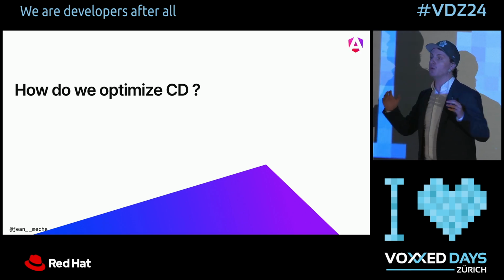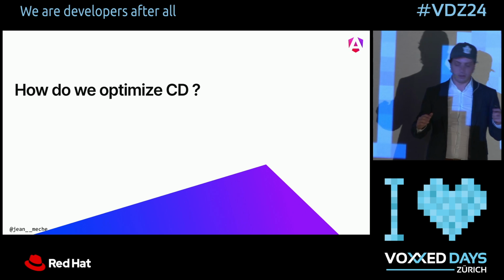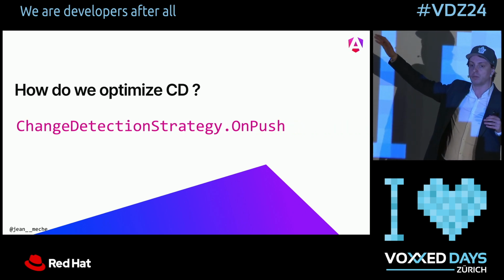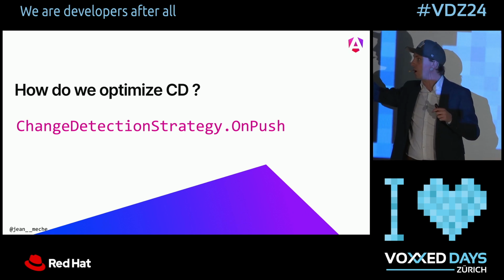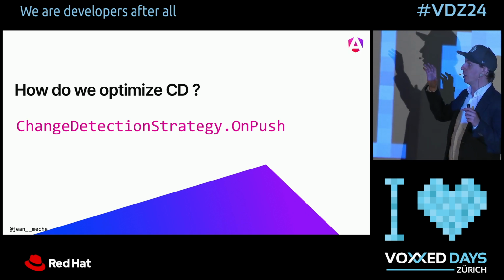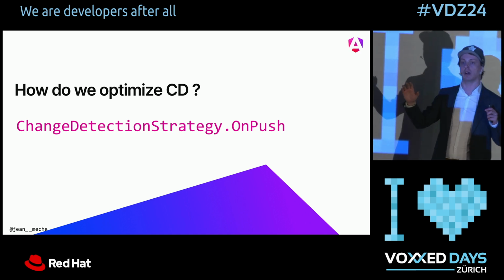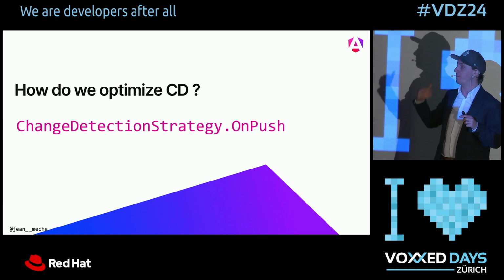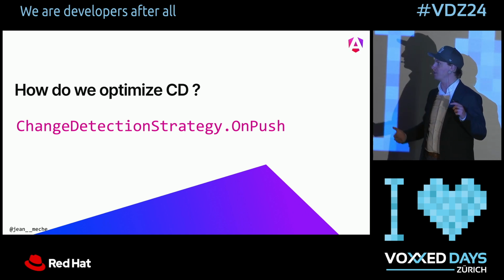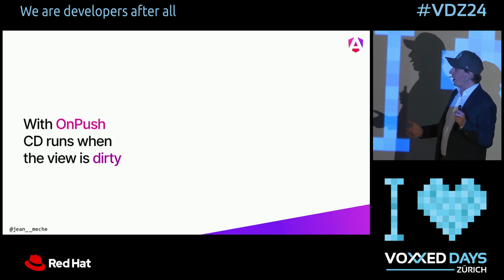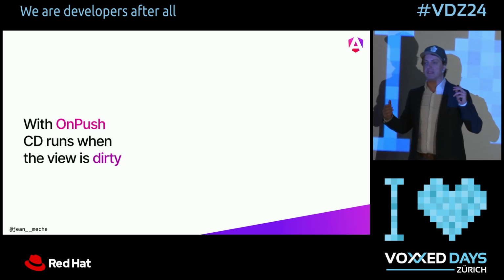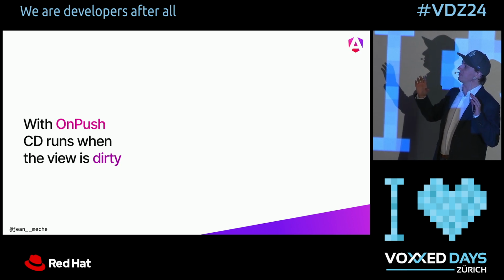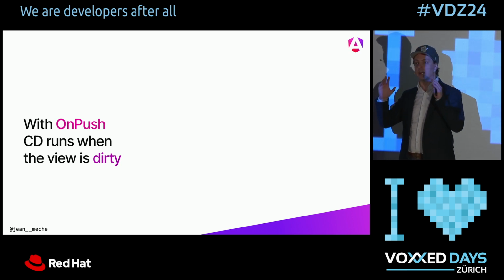So the question is, how do we optimize change detection? This is something that's not completely new. It's what we call the OnPush change detection strategy. OnPush will allow the framework to run change detection only on some components. By running less, we will have better performance. The basic idea is that we are going to tell more specifically when a component is actually dirty.